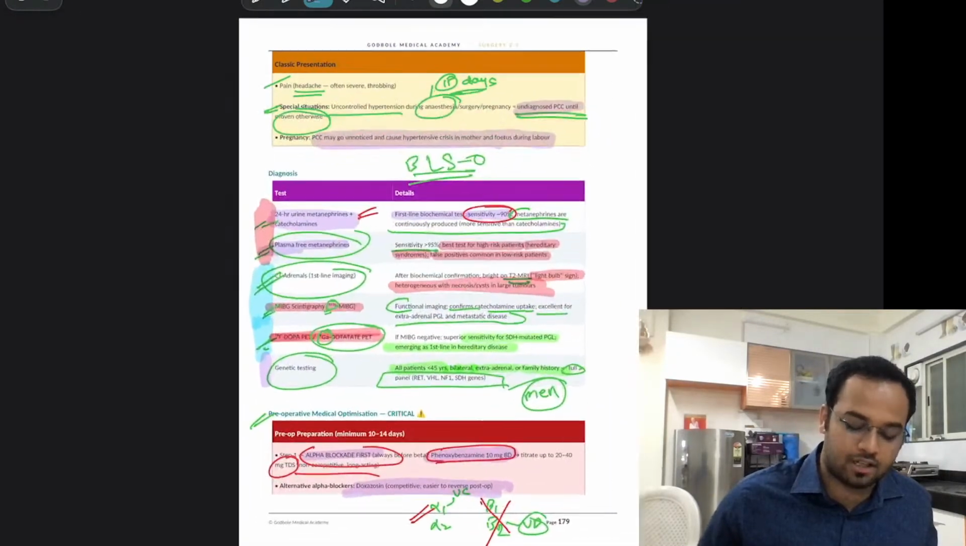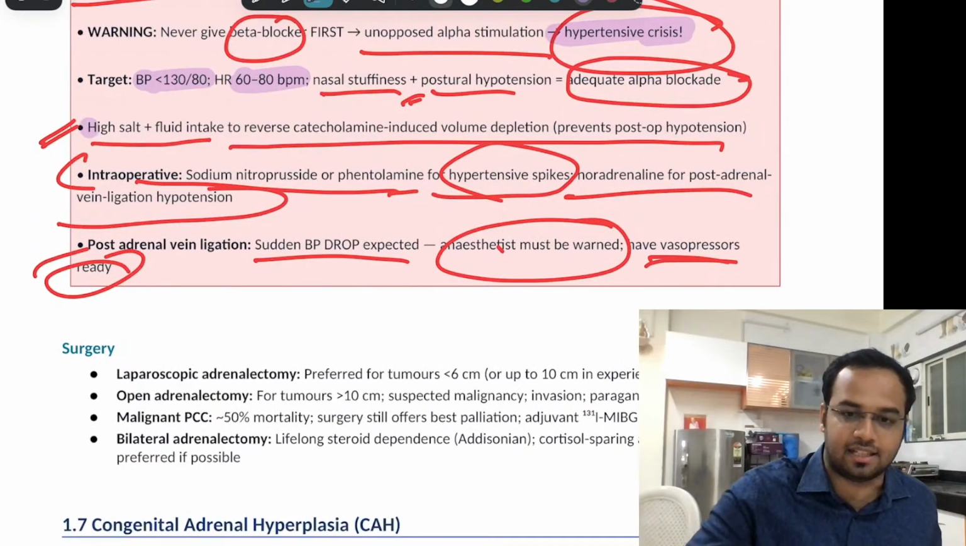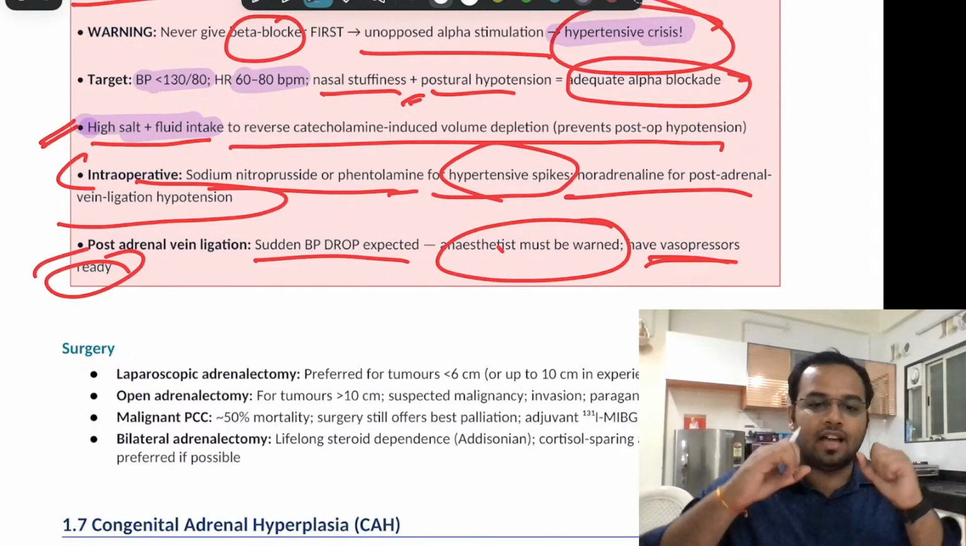A few things we already saw: when you manage the patient, for resuscitation you give high salt and fluid intake. We already saw that the highway is going to be narrow.